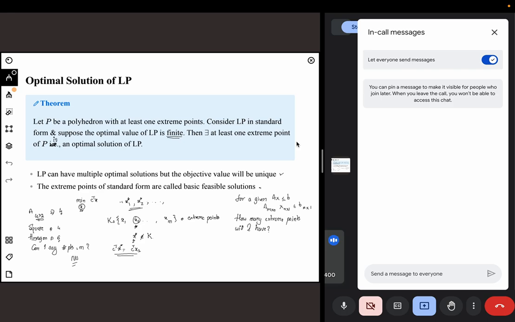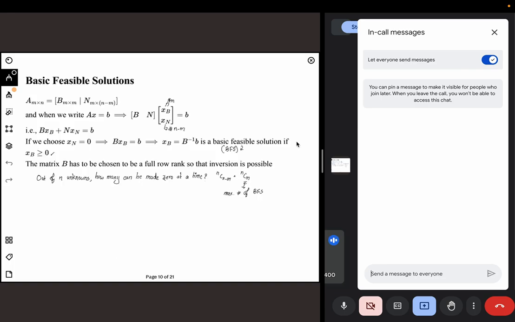So instead of searching through an infinite number of points, we now reduce the problem to finding the optimal solution out of the basic feasible solutions, where these basic feasible solutions will be equal in number to the number of ways you can get zeros out of the entire thing. So that is what we discussed in the next one. We decompose the matrix into an m by m and an m by n minus m matrix, and these n minus m x's we will make equal to 0. So out of all the unknowns, we will take n minus m unknowns, make them equal to 0, and solve for the remaining m equations.